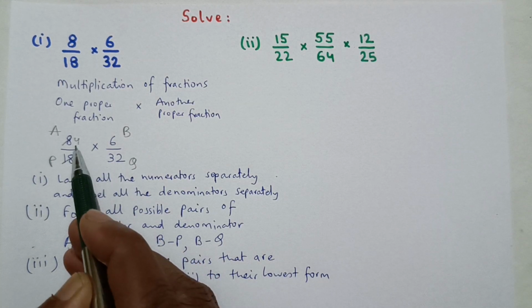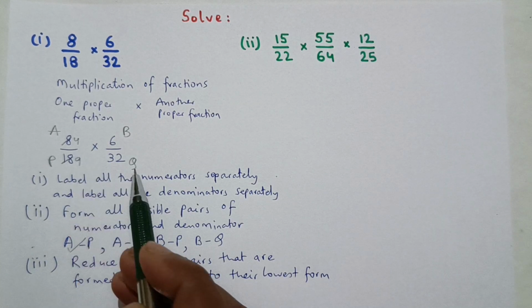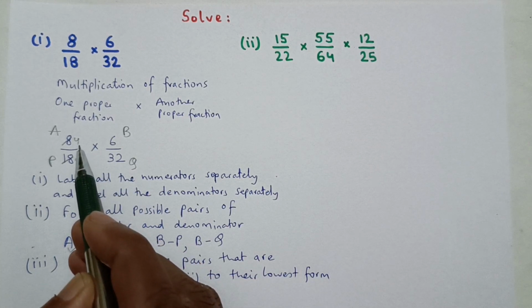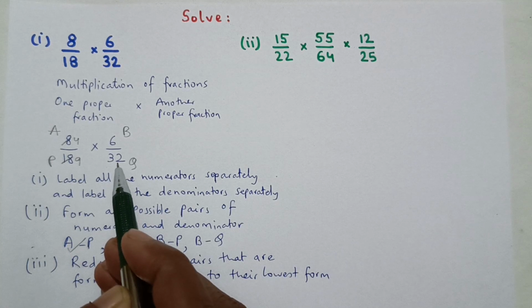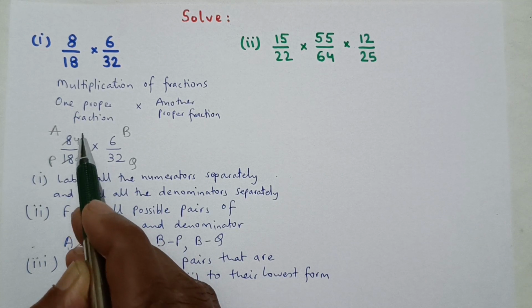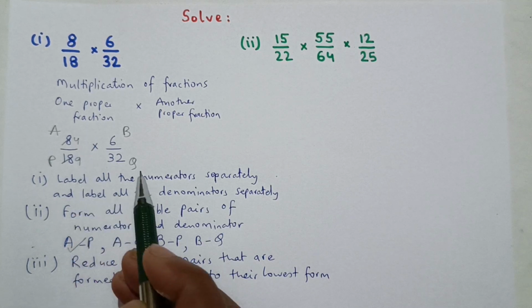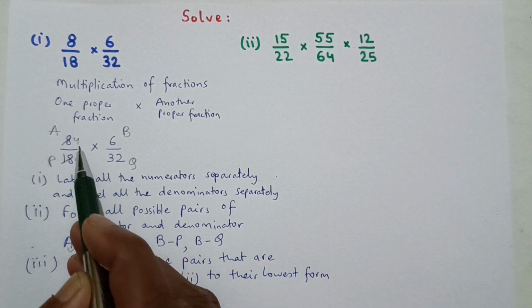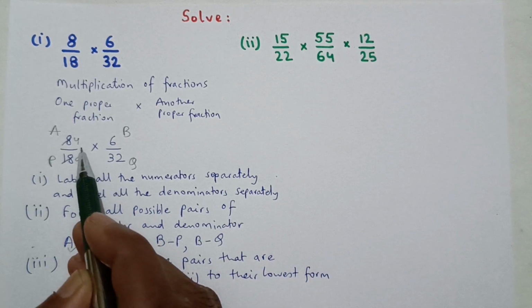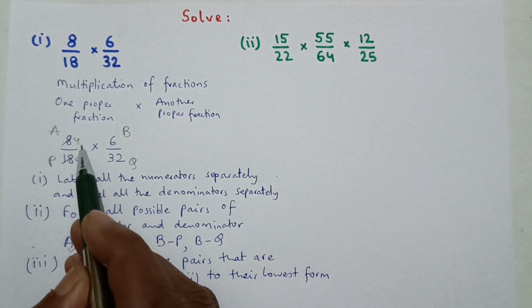AQ. So now A is 4 and Q is 32. So 4 by 32. I have to reduce 4 by 32 to its lowest form, because now A is 4. It is no longer 8. It is now 4 and Q is 32. So 4 by 32, we have to reduce it to its lowest form.